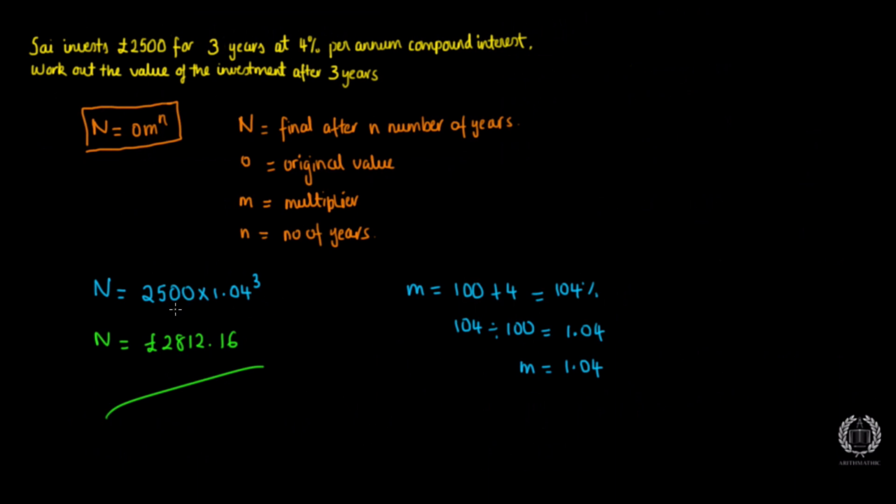Now the other way, which you can also do, and I'm sure some of you already know that, is you find 4% of 2,500 for the first year, and then you add that to 2,500, and then you find 4% of that value for the second year, and again you do the same thing for the third year. So you'll be doing the first year, second year, third year, and then finding your final value. If you're okay with that method, stick with that. Or you just use the formula, and you could literally do it in one line, and you still get the same marks.